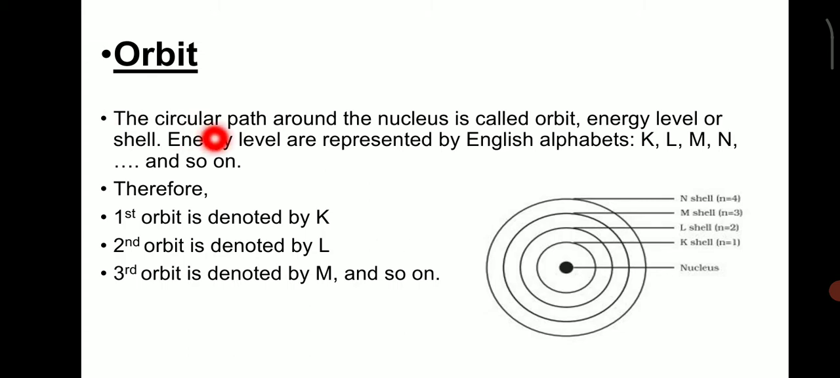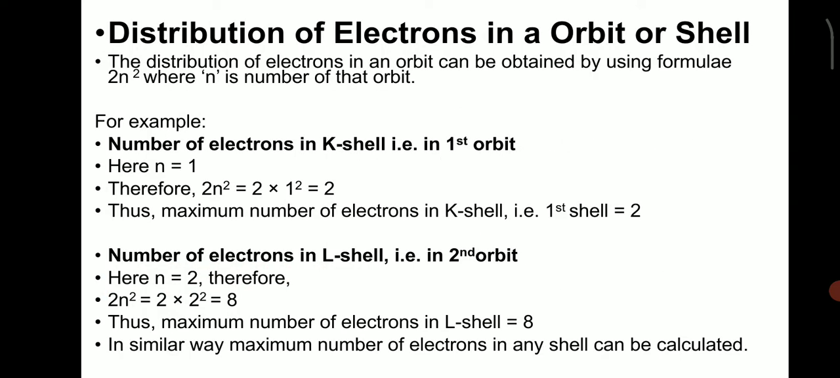So let us look. These are the shells. The first shell is K, then L, M, N. The first orbit we denote as K, the second orbit as L, the third shell as M. So how do we distribute the electrons in the various shells? I told you the formula is 2n square. What is the maximum number of electrons that can be held in the K shell?